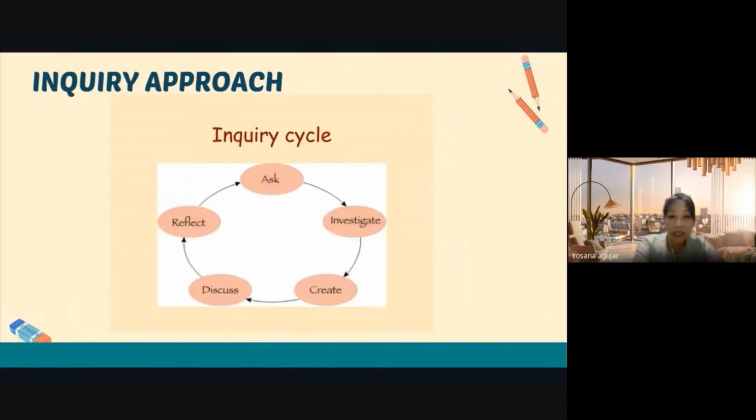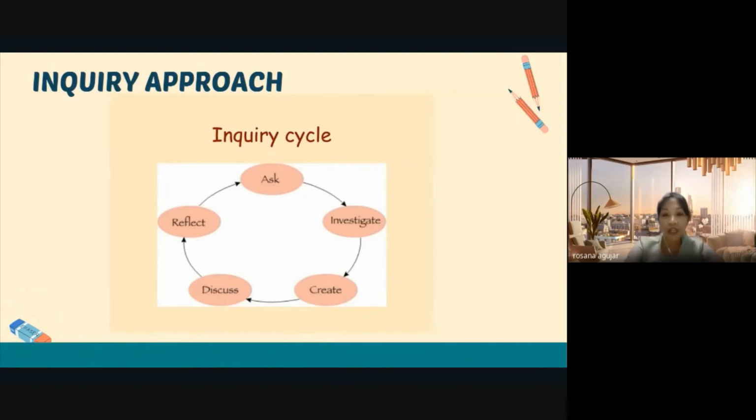We are now in inquiry approach. And we have the inquiry cycle. So the first one is to ask, second, investigate, third, create, fourth, discuss, and fifth, reflect.